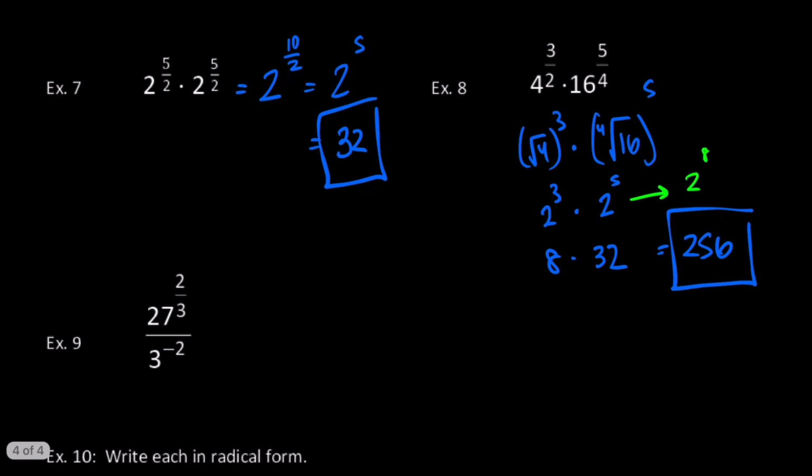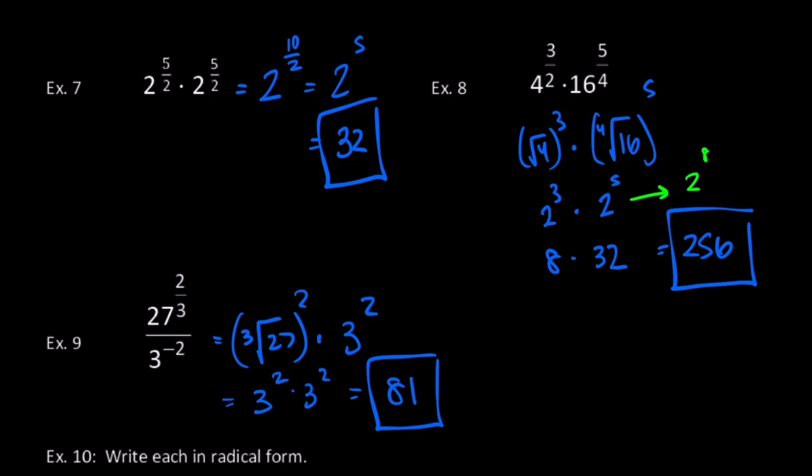Next one, 27 to the 2 thirds divided by 3 to the negative 2. So our negative exponent here, I would bring that up. So this expression is the same as the cube root of 27 squared times 3 squared. The cube root of 27 is 3, so that's 3 squared times 3 squared, 9 times 9, that is 81.